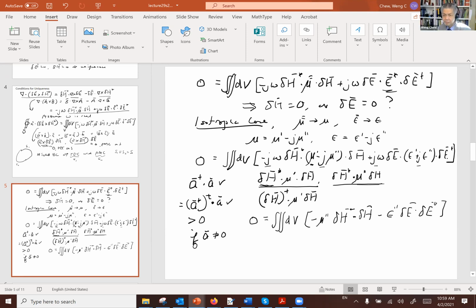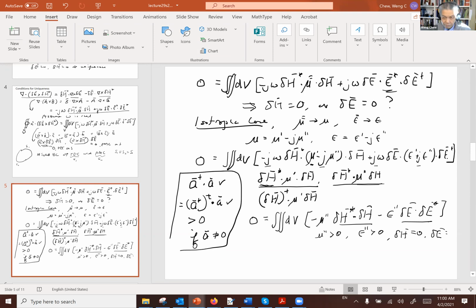And this has to be 0. Okay, and if mu double prime is positive and epsilon double prime is positive, the only way for this to be 0 is for delta H equal to 0 and delta E equal to 0, as somebody has told me before. This thing could only be 0 if those vectors are zeros. And if those vectors are 0, the different solution has to be 0 under this condition.